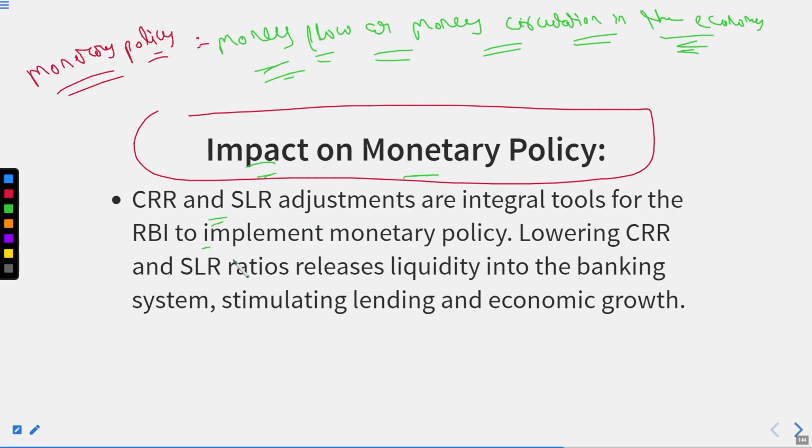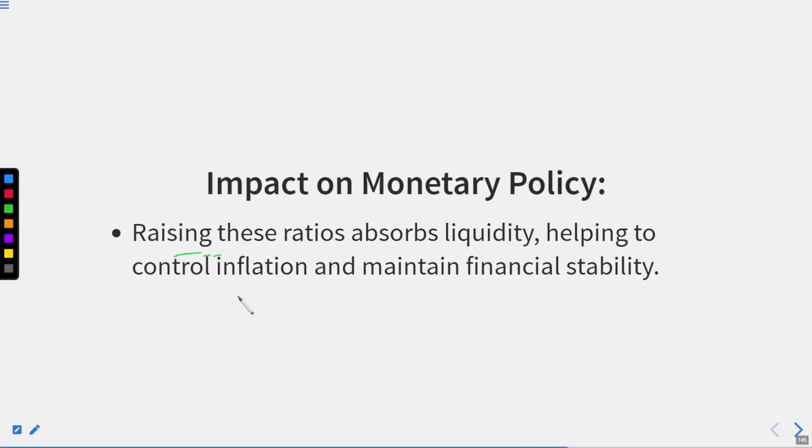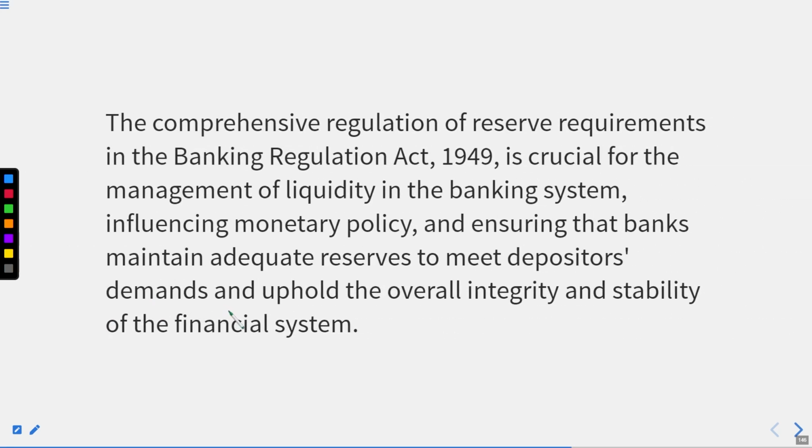The CRR and SLR adjustments are integral tools for the RBI to implement monetary policy. Lowering CRR and SLR ratios increases liquidity in the banking system, stimulating lending and economic growth. Raising the ratios absorbs liquidity, helping to control inflation and maintain financial stability. That's what we had already discussed. So the comprehensive regulation of reserve requirements in the Banking Regulation Act 1949 is crucial for the management of liquidity in the banking system, influencing monetary policy, ensuring that banks maintain adequate reserves to meet depositors' demands and uphold the overall integrity and stability of the financial system.